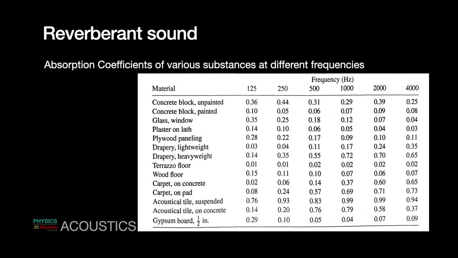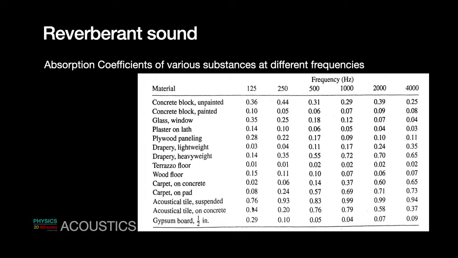Now the coefficient of absorption varies with frequency. For the human voice, you can take the figure of 125 for a male voice, and 250 for a female voice. For other instruments, you can take higher frequencies. There are different kinds of materials which can be present in the room, and they have different coefficients of absorption.